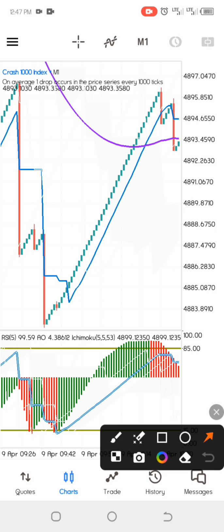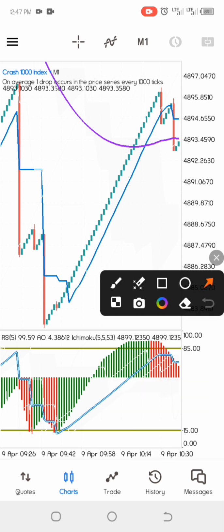We wait for all kinds of criteria to be met. Now the first criteria says that we need to see the Ichimoku touch the 15 levels, and also you want to see the oscillator touch the 15 levels. When these two things happen, then the third thing should be you want to see the oscillator change from red to green. Okay, after it changes from red to green, then we look into our main chart.